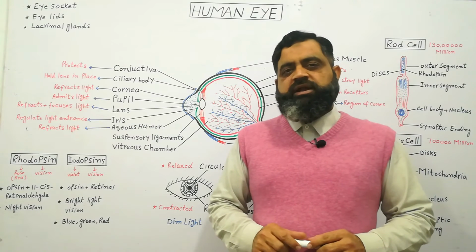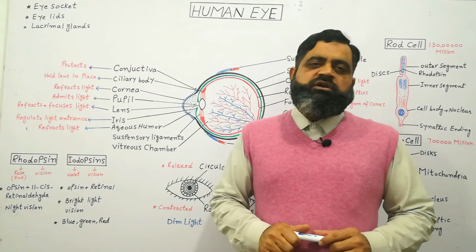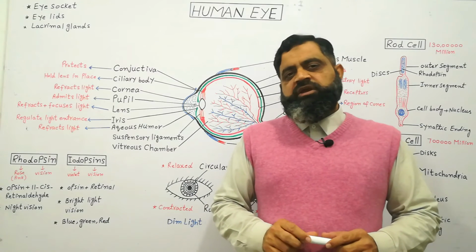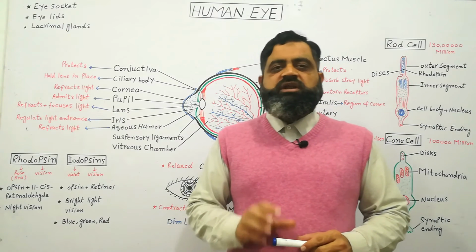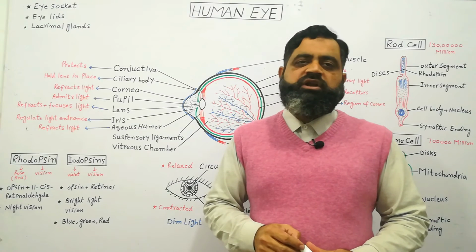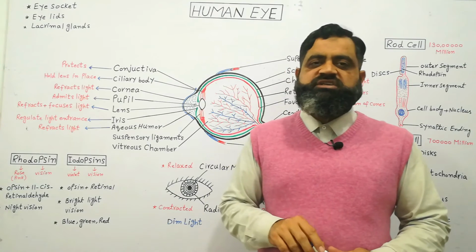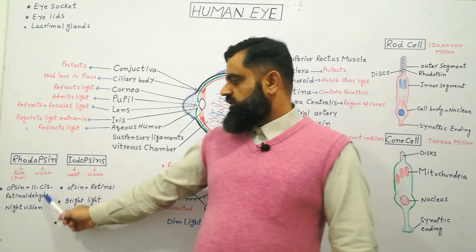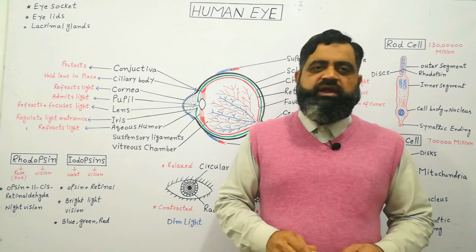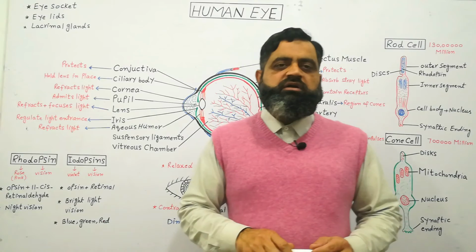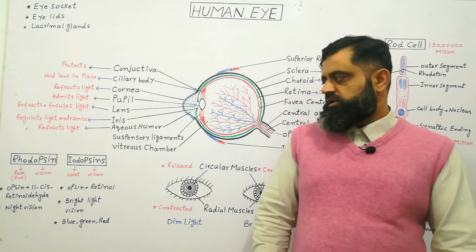Rhodopsin breaks down in bright light and is recycled into rhodopsin again in dim or dark light. It is very important for seeing in dim light. Whenever we are seeing in low light or in the darkness, we see everything in gray. So it is very helpful in night vision, but during daylight or bright light it does not work and does not help us to see.